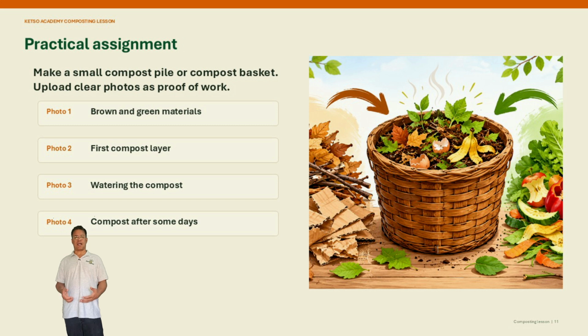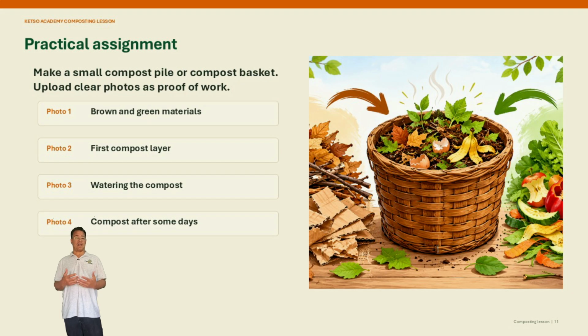So for the practical assignment, we are making what we call a bin or basket compost heap. Make the size small, to make it easy just for the experiment. Start with the different layers. You get the brown layer, then the green layer of fruits or any vegetable scraps you have. Then, after letting it soak for some days, you put the other layer.